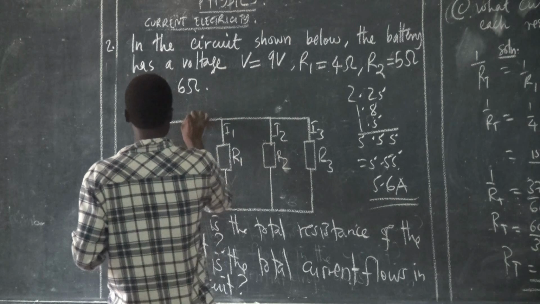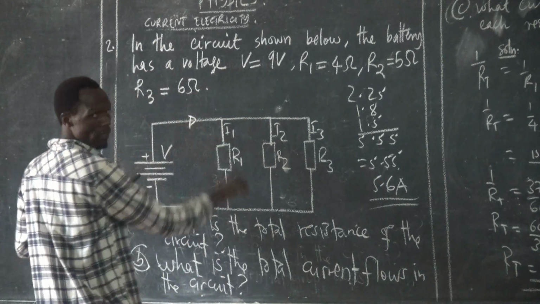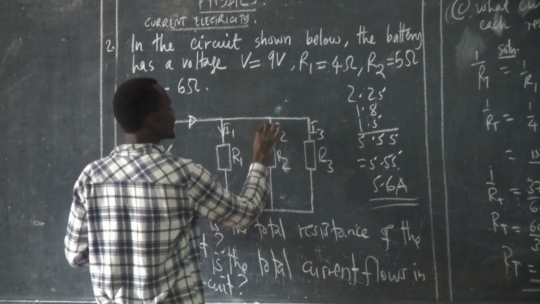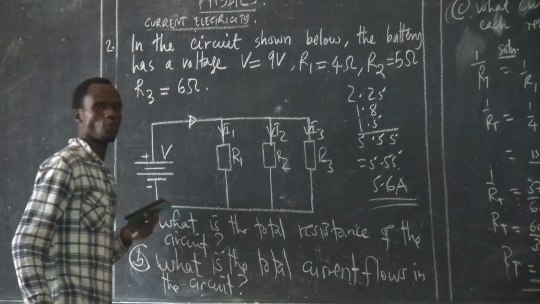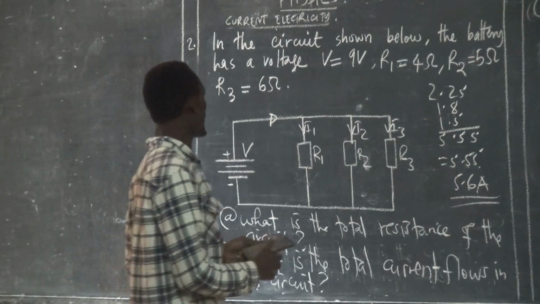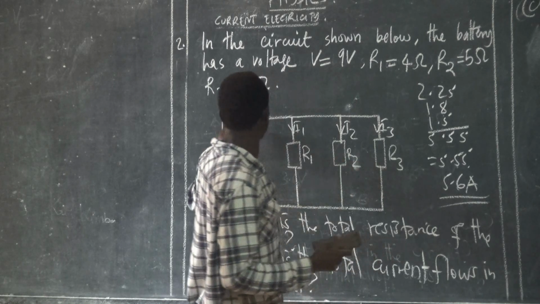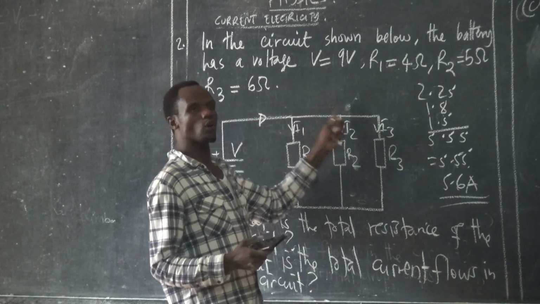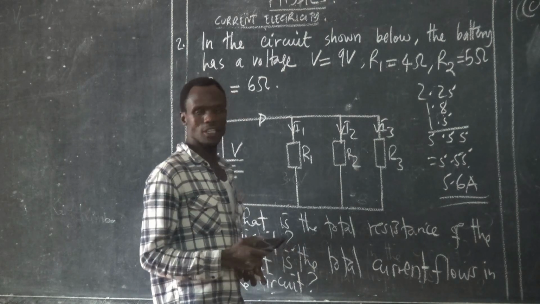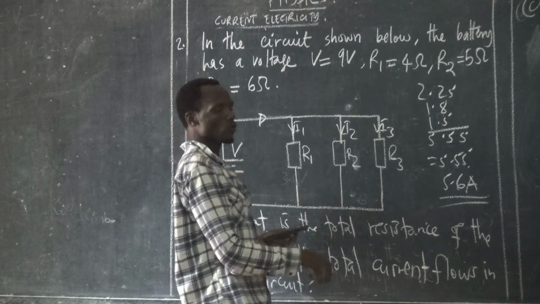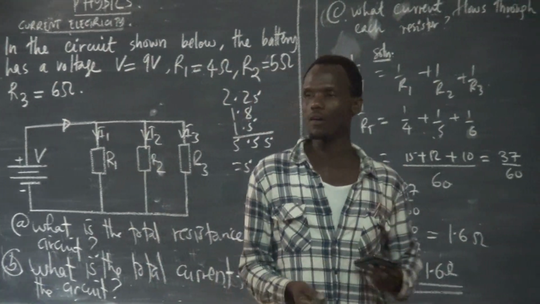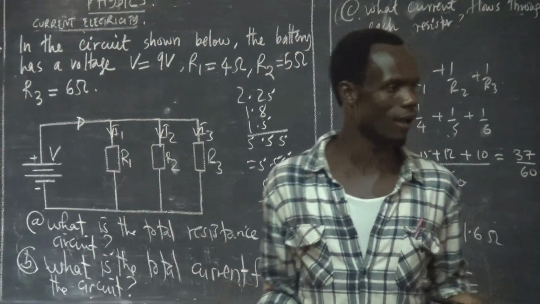Now, the sum of the current entering the junction should be equal to the sum of the current leaving the junction. That is Kirchhoff's law. And that's why, after summing them, we have got the sum of the current entering the junction equal to the sum of the current leaving the junction. Now, 5.6 is equal to 5.6. Is it so? Have I made myself clear?